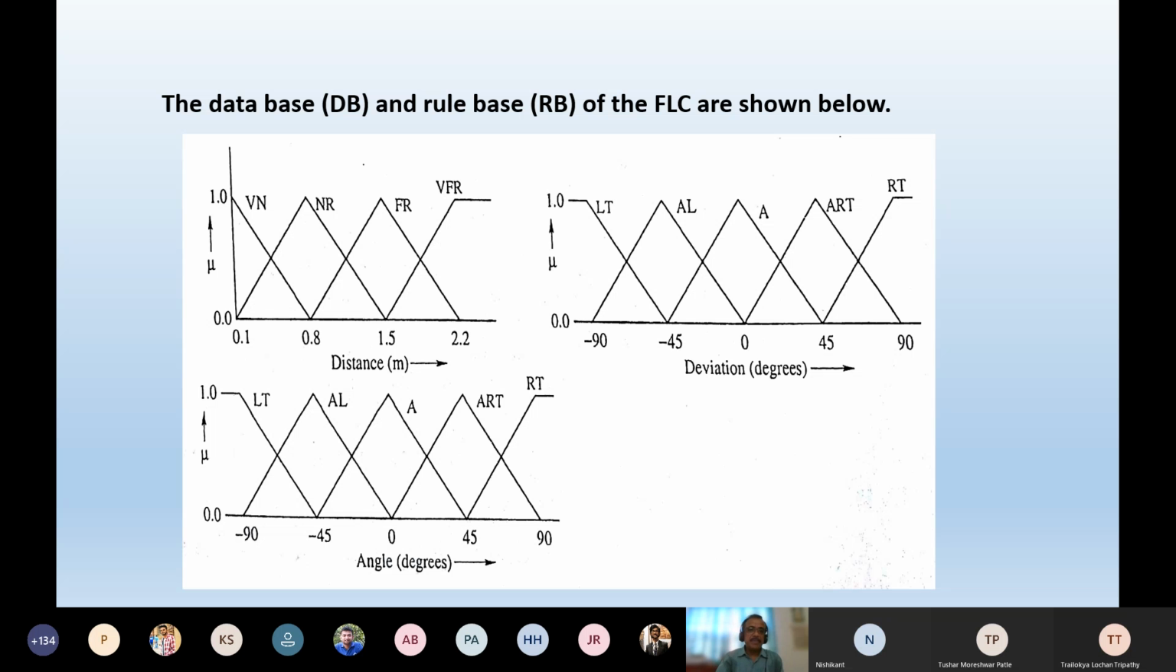So the distance is expressed using very near, near, far and very far. And for simplicity, I'm going to consider the triangular membership function distribution. Okay. And for this particular angle input and the deviation, I'm using 5 linguistic terms.